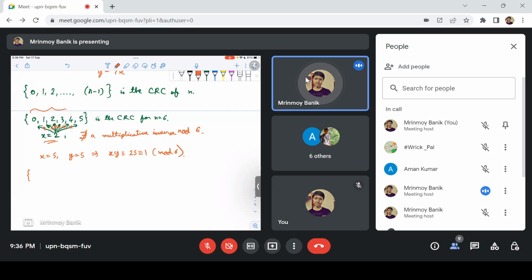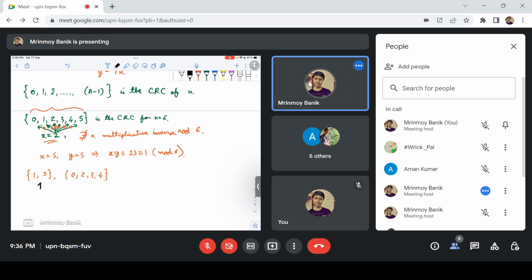If you divide the complete residue class of 6 into numbers which have multiplicative inverses modulo 6 and which don't, then for the first set you get 1 and 5, just these two numbers. And for the second set you have 0, 2, 3 and 4. Right. So can you see the pattern for the first set?